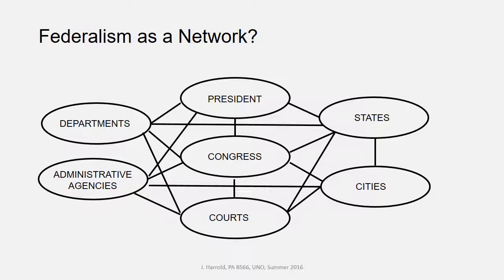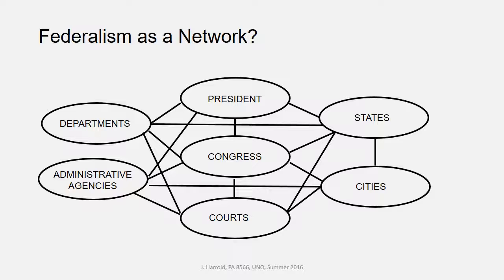And as you know, just this week, the courts upheld the idea of net neutrality, and that was based on a lawsuit that the Federal Communications Commission was involved in. So the courts have interplay with administrative agencies and with departments. So here we see just a very much more complex array of network connections between branches of government, between administrative agencies and departments, and between levels of government.